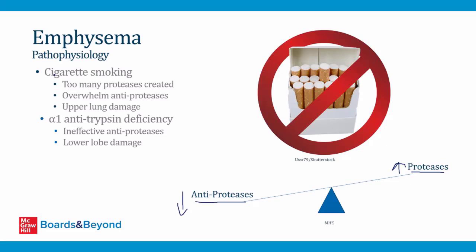So in patients who smoke cigarettes, there are too many proteases created. This overwhelms the antiproteases, and this leads to damage in the lungs. And usually this type of lung damage from excessive proteases is predominantly in the upper lobes for reasons that aren't entirely clear.